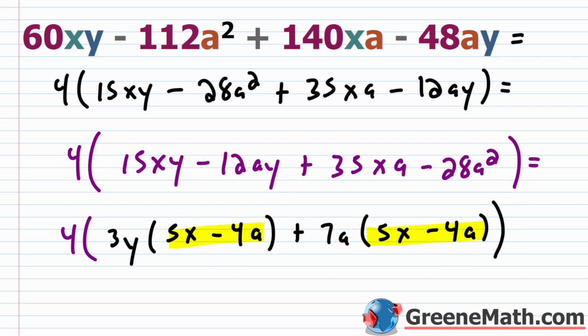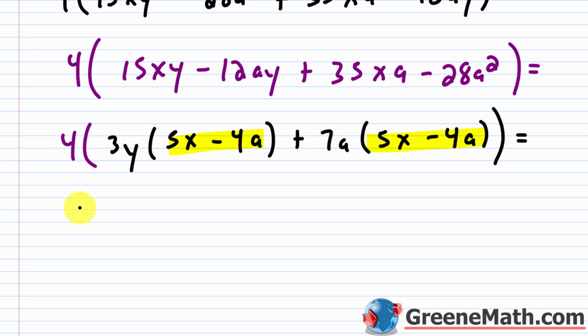Okay, so that can be pulled out now. So let's put equals here. Scroll down and get some room. So we'll have 4 times the quantity 5x minus 4a.